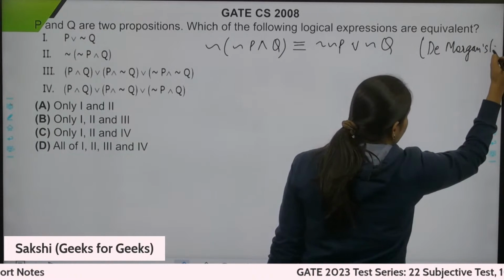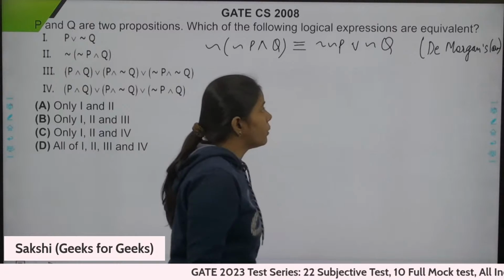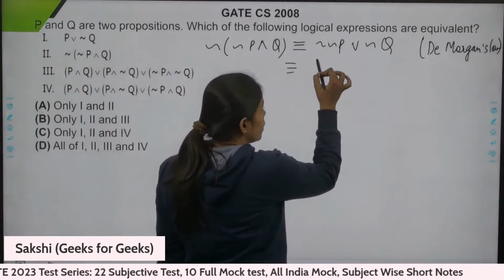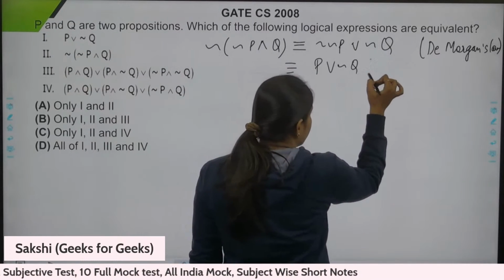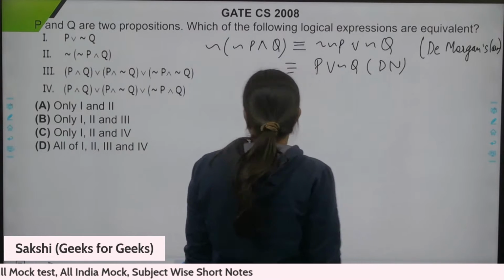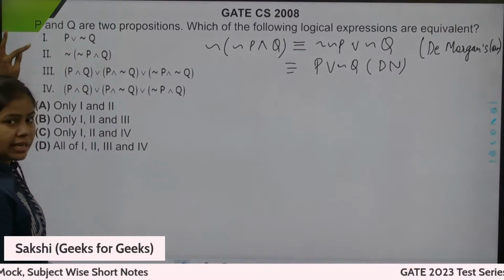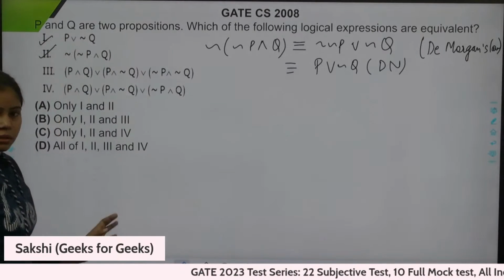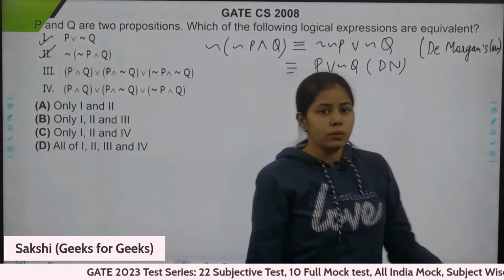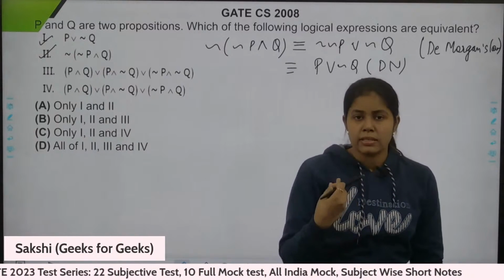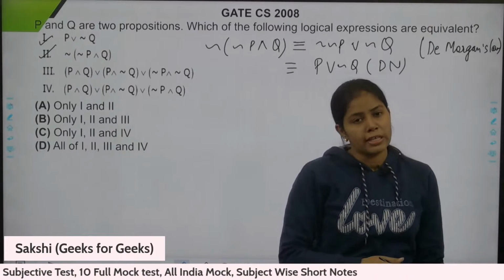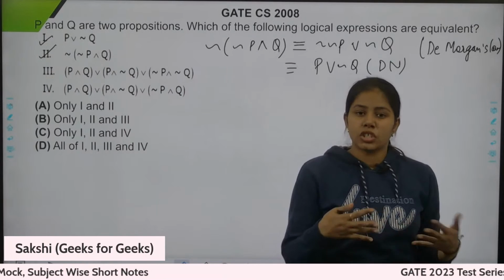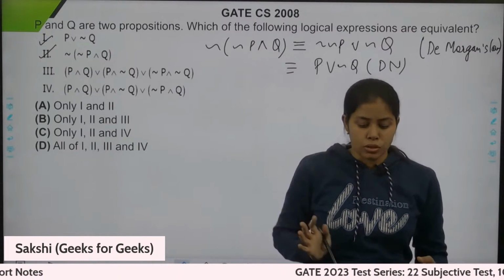De Morgan's law, right? Now, the negation of negation P will be P because of double negation. So we'll get P or negation Q because of double negation. Now I can see that I got the same statement as in one. So that means they are equivalent to each other, right? So I do not have to apply long truth tables, I do not have to take 4 cases in each column. Instead of doing that, I have just solved it in 2 steps, right?